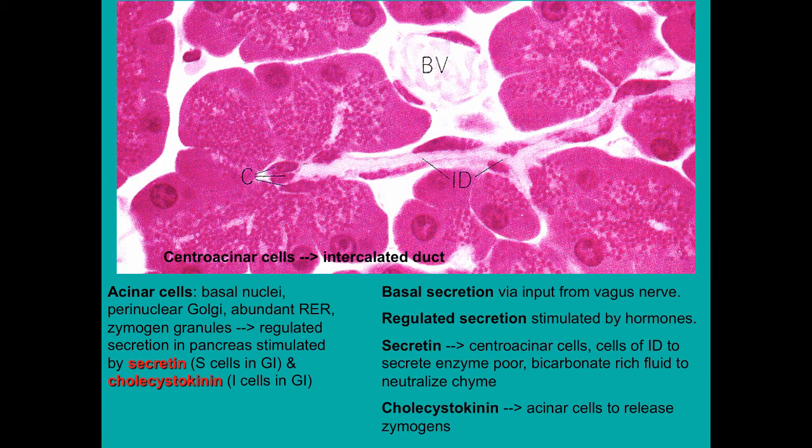Basal secretion of the pancreas occurs by input from the vagus nerve. There may be regulated secretion that's stimulated by hormones. Secretin causes centroacinar cells and cells of the intercalated duct to secrete not an enzyme-rich, but a bicarbonate-rich fluid that will neutralize chyme. And as we said, cholecystokinin causes the acinar cells to release their zymogens.